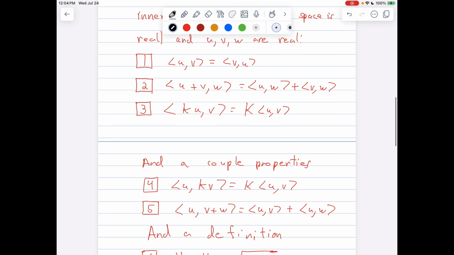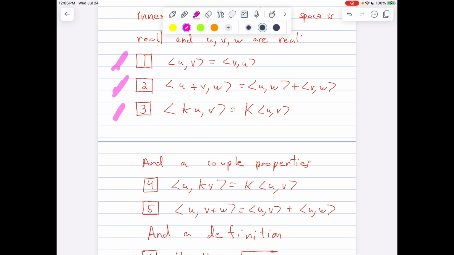The properties basically have to do with moving things around. For example, the inner product of u and v is equal to the inner product of v and u. So you're switching it, like a commutative property of sorts. Property number 2, the inner product of u plus v and w is equal to the inner product of u and w plus the inner product of v and w. So that is like a distributive property.